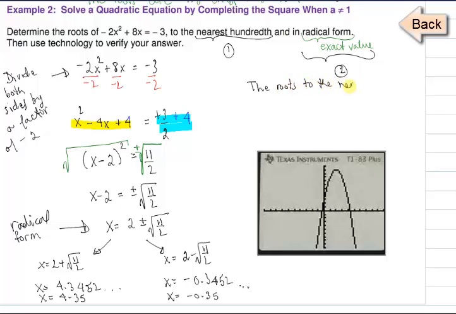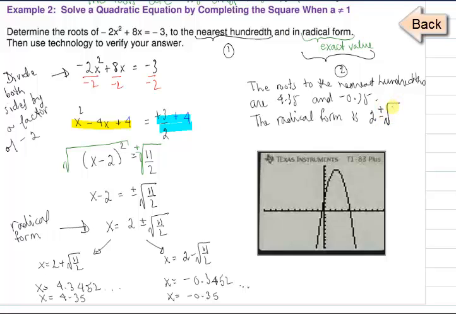So the roots to the nearest hundredth are 4.35 and -0.35. The radical form, you can just write, is 2 plus and minus the square root of 11 over 2.